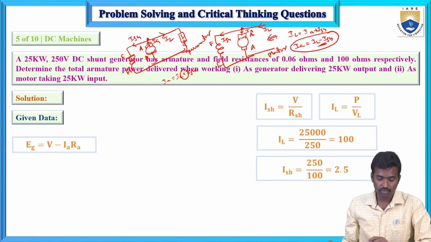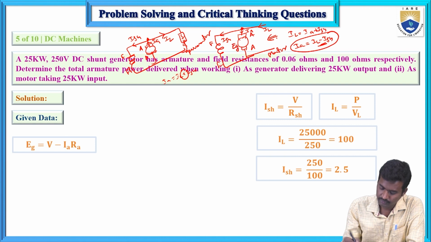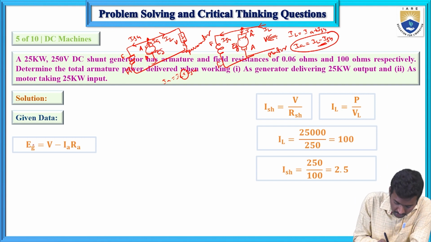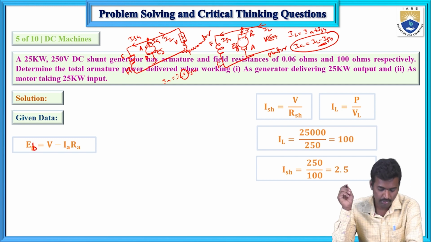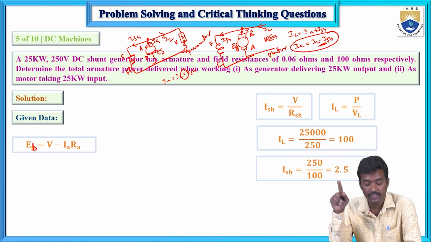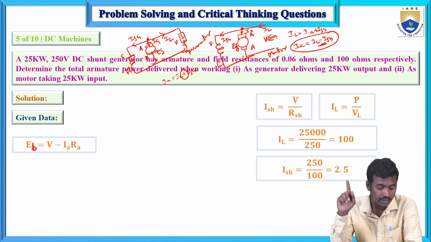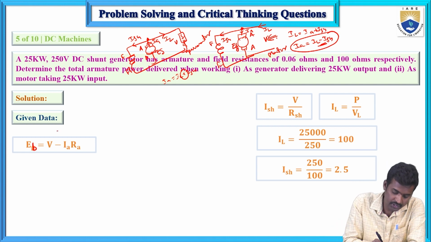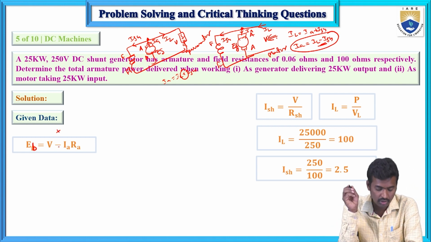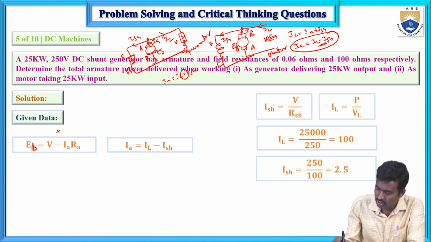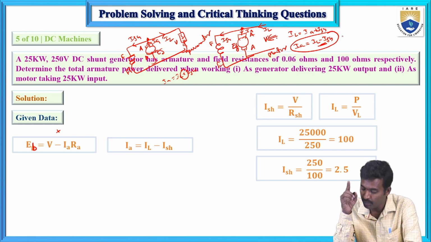Now see the formula. This is the EG, this one is the V and this one is the IARA. Here this one is the terminal voltage and this one is the EG. Here there is a back EMF, not EG. EB equals V minus IARA. In the case of a generator, EG is the generated EMF for a DC generator, and back EMF for a DC motor. And there is a plus for DC generator and minus for DC motor. Now EB equals V minus IARA, and here IA equals IL minus ISH. For the generator case, IL plus ISH.